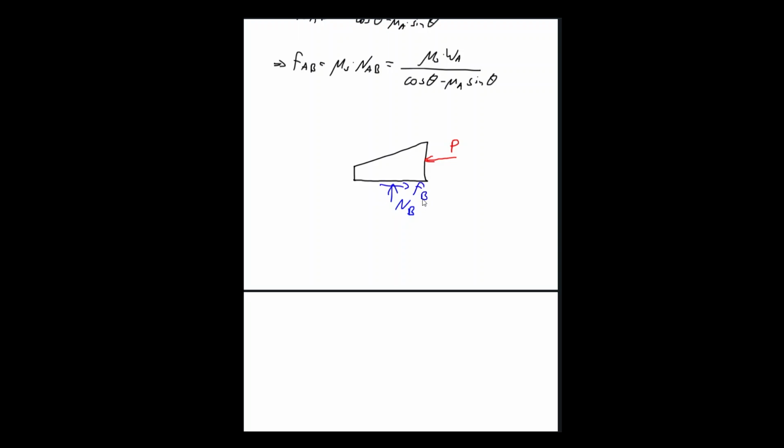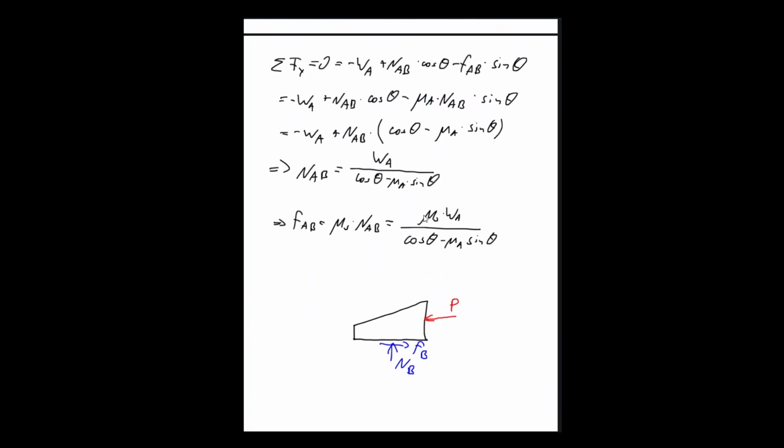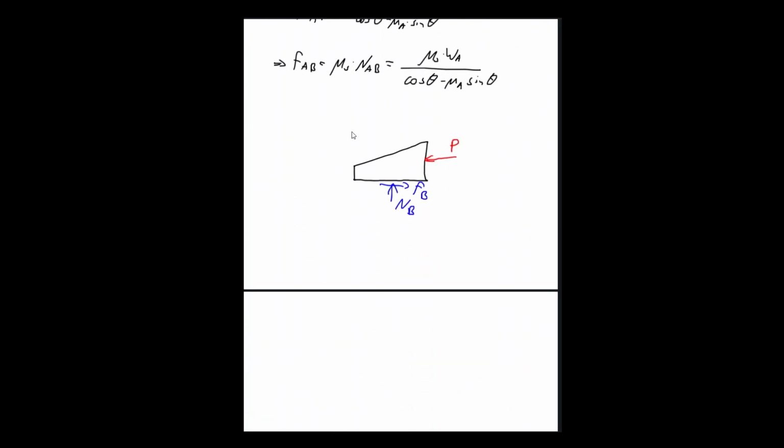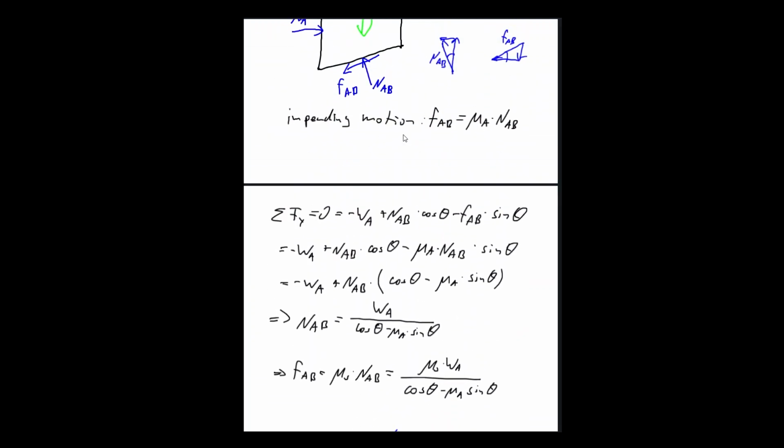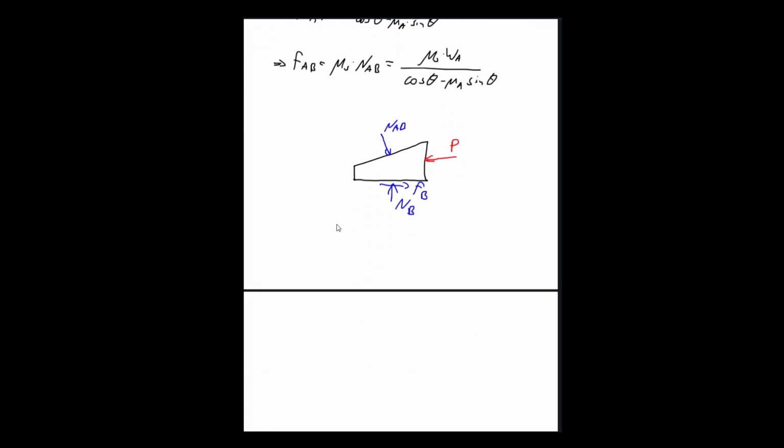So we'll have FB going to the right, and then we have to have the opposites of these. So obviously we have NAB pointing in that direction, and then FAB was going downward, so now it's going upward. Right, this is the same as what we did when we did frames, for instance. FAB. And of course, we're at impending motion, so we can add our extra equation.